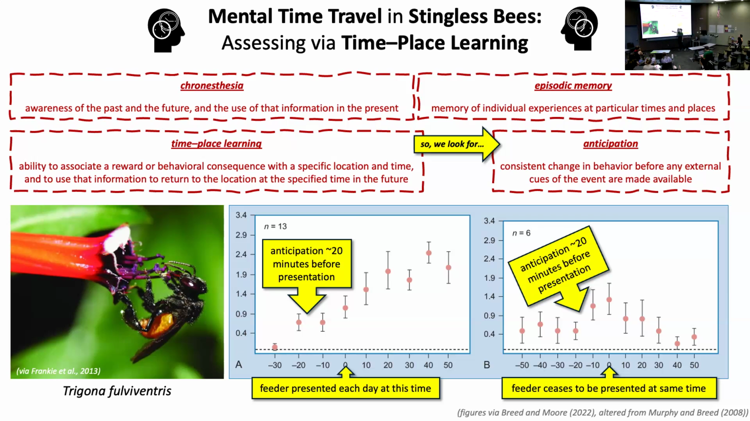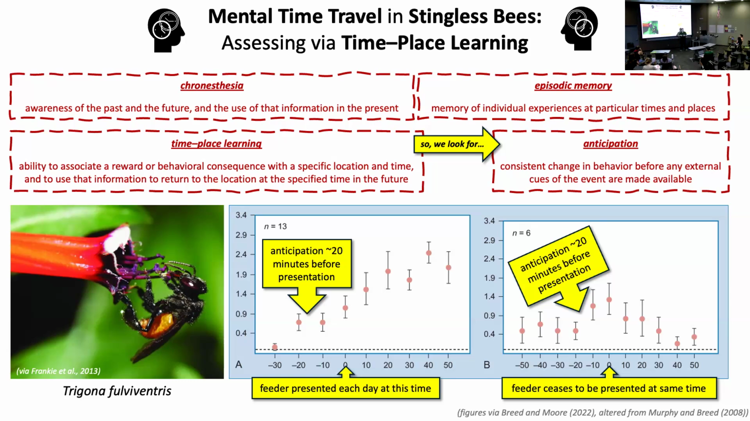But anyway, what I think Murphy and Breed did with this particular thing is that they went down, I think, into Panama or Costa Rica, and there was a particular spot near a stingless bee colony, but not at the colony, where they presented a feeder at a particular time of day. Let's call it noon every day. They put the feeder out there, and it would always come out at noon and then it would stay out there. And gradually bees would find it.